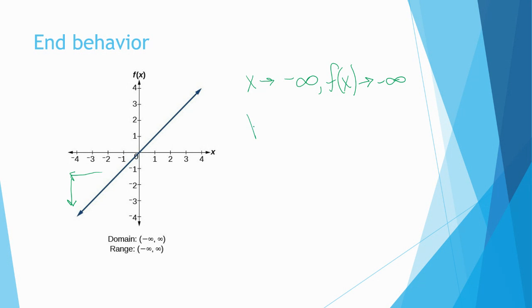Now I'm going to look to the right. So as x approaches positive infinity, what is f of x doing? f of x is going up, which means I'm going towards positive infinity. Now, it just so happens that a lot of times the two match, but that won't always be true. You can be going down to the right and up to the left, or some other variation of that. So make sure that you don't always assume that as x approaches positive infinity, y does as well. Check to make sure.